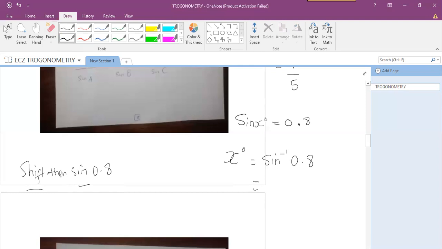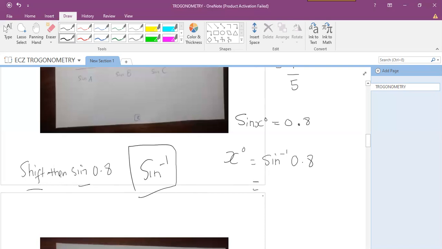Okay. Now, what are you getting? So you press shift, then sine. If you press shift, then sine, it's going to look like this, the inverse of sine on your calculator. Then you punch in the 0.8, then you press equals. 59.03.